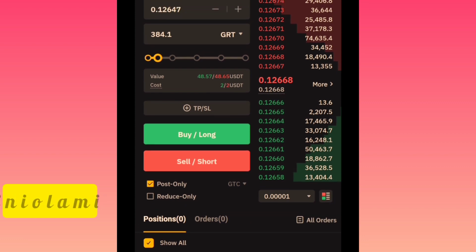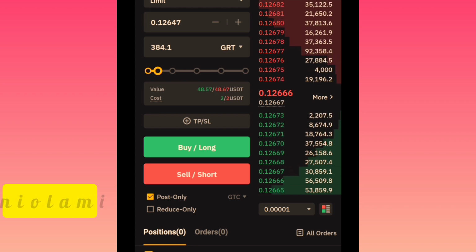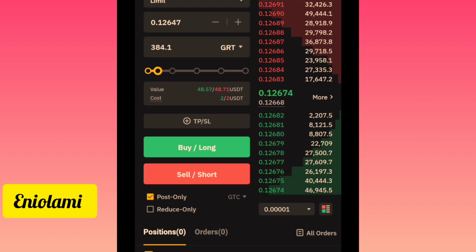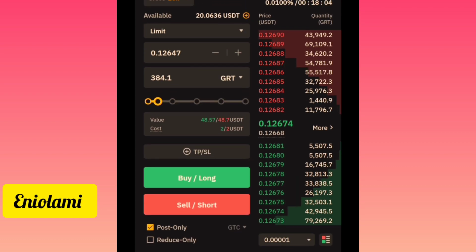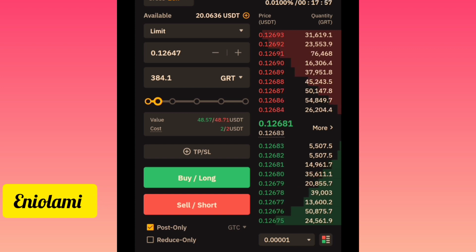So in our next video, it's going to be on how to trade with signals. Then you can learn appropriately how to use cross and isolated margin, then how to put your stop loss and take profits. Then boom, that's how we go from there.